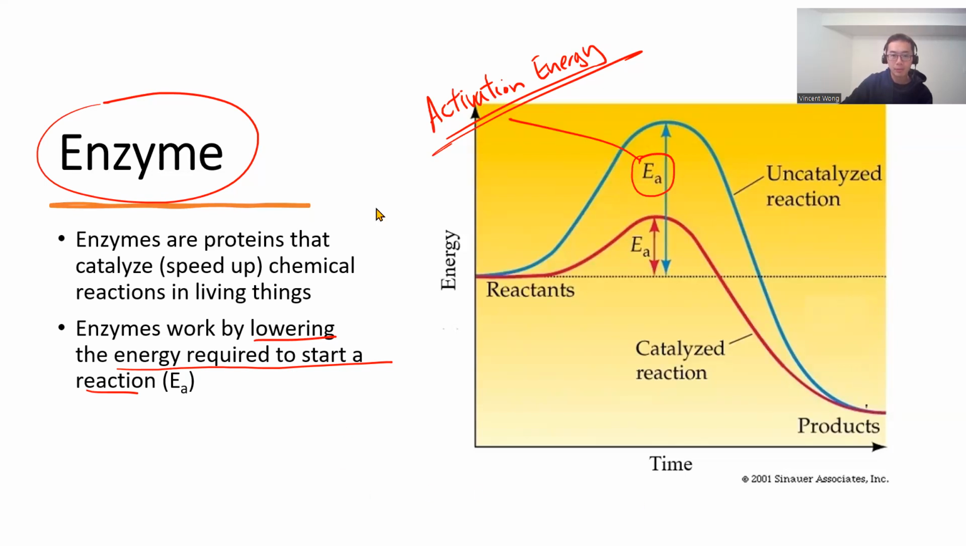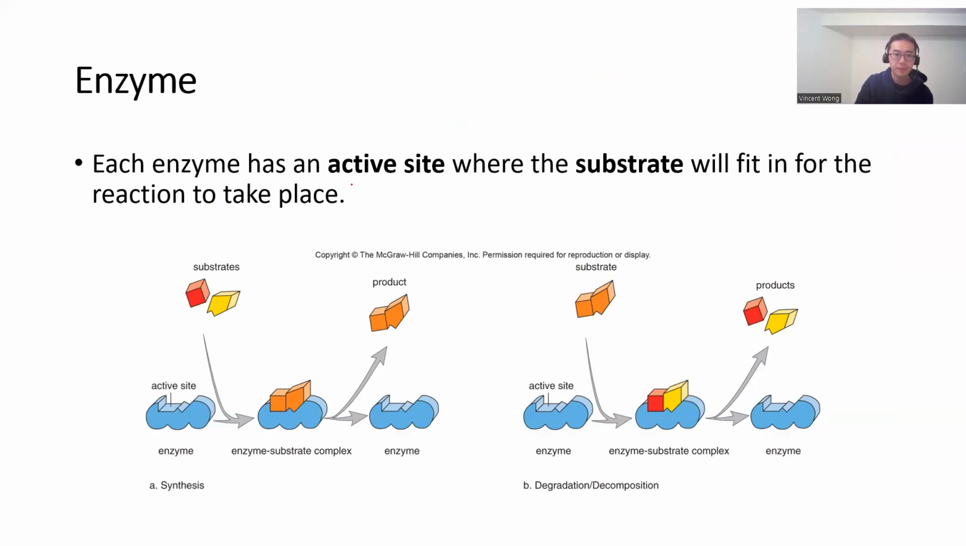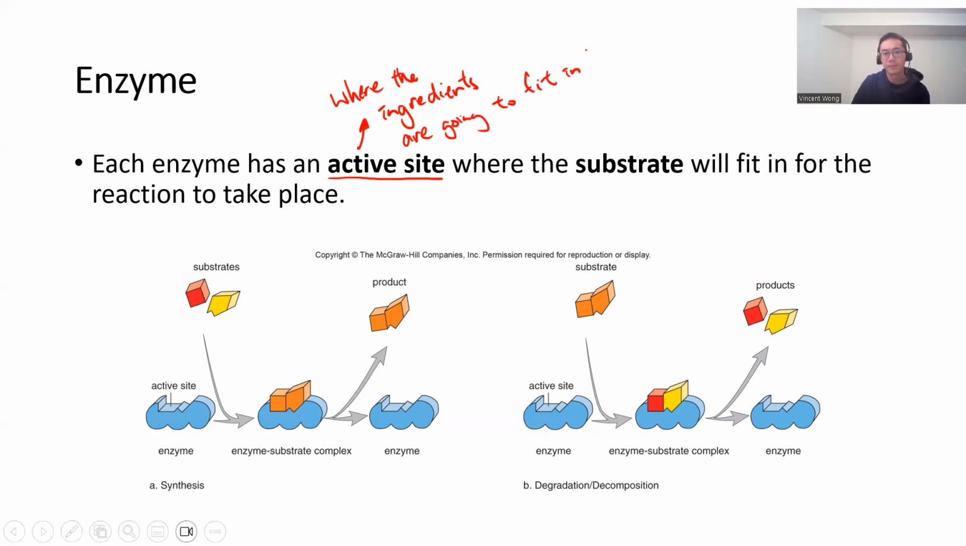Now, to give you an example, here is an enzyme. So an enzyme is a protein and it has what's called an active site. The active site is basically where the ingredients are going to fit in. Okay. Fancy word for ingredient is substrate. The ingredient in a reaction.